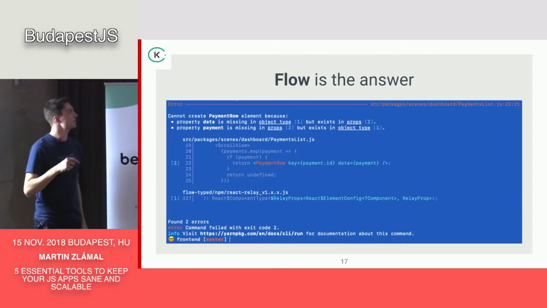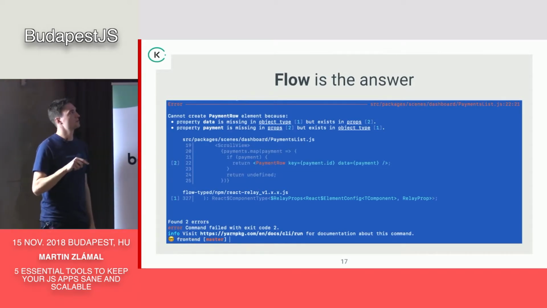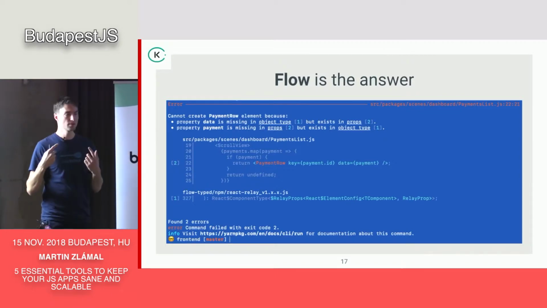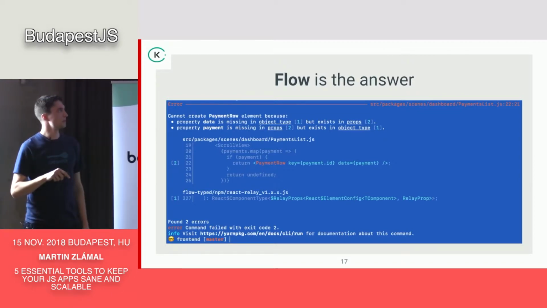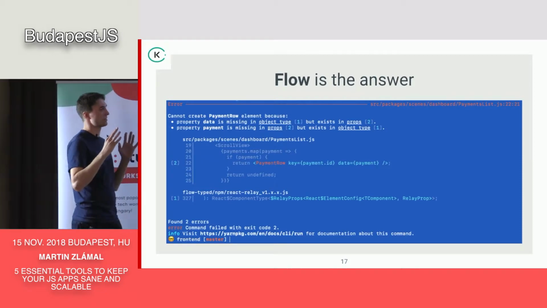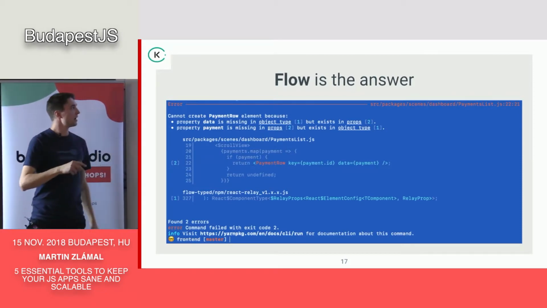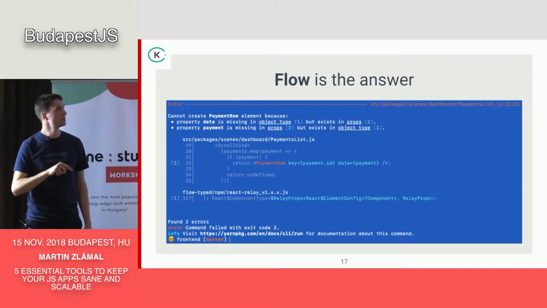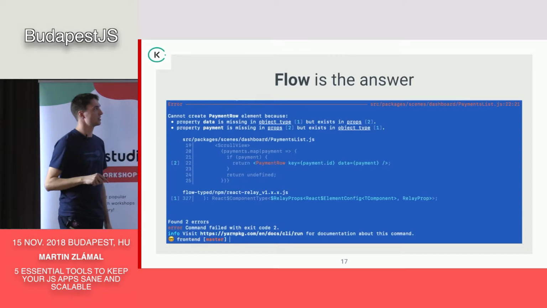And you can read it differently. Property payment is missing in 2, which is here, but exists somewhere else. So in other words, I am not using property payment here, even though I should, because it's expected somewhere. Let me say it completely differently now. I am using property data here, but it should be payment. This property should be called payment. And this is basically what is written here.